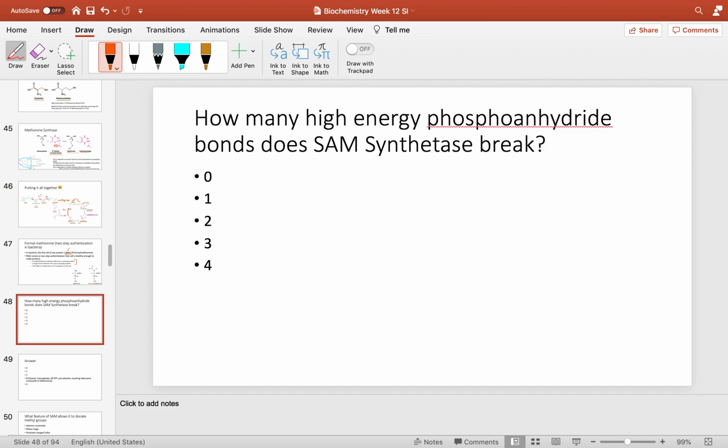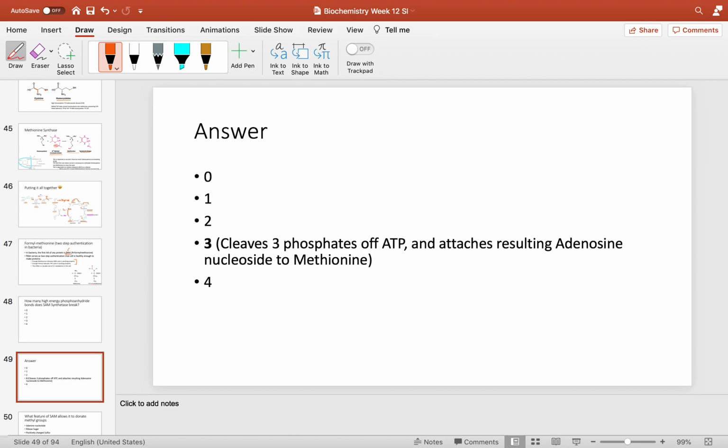Alright, time for some questions again. How many high-energy phosphoanhydride bonds does SAM synthetase break? 0, 1, 2, 3, or 4? So in this case, remember we cleave off 3 phosphates when we add ATP, and we are left with this adenosine nucleoside that can be added onto methionine. So we cleave off these 3 phosphates, and the resulting nucleoside, which is adenosine, will be added onto methionine. So we need to cleave off 3 phosphates. So this is a very unique reaction.